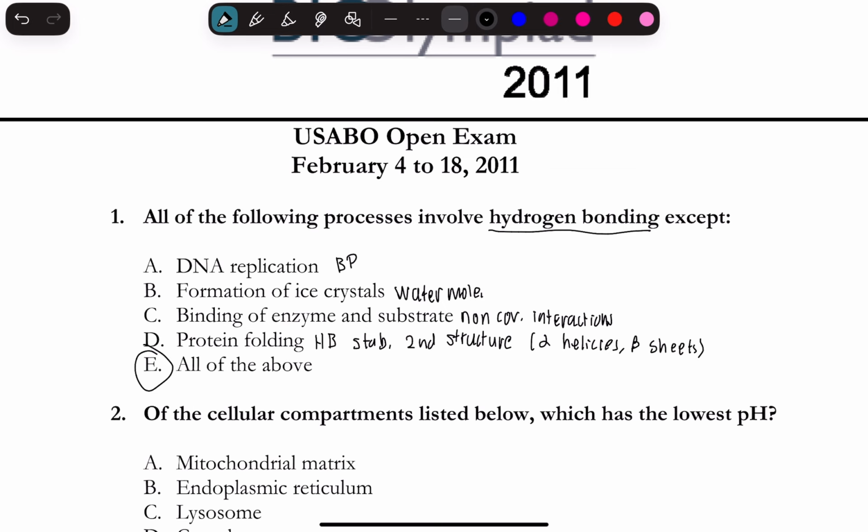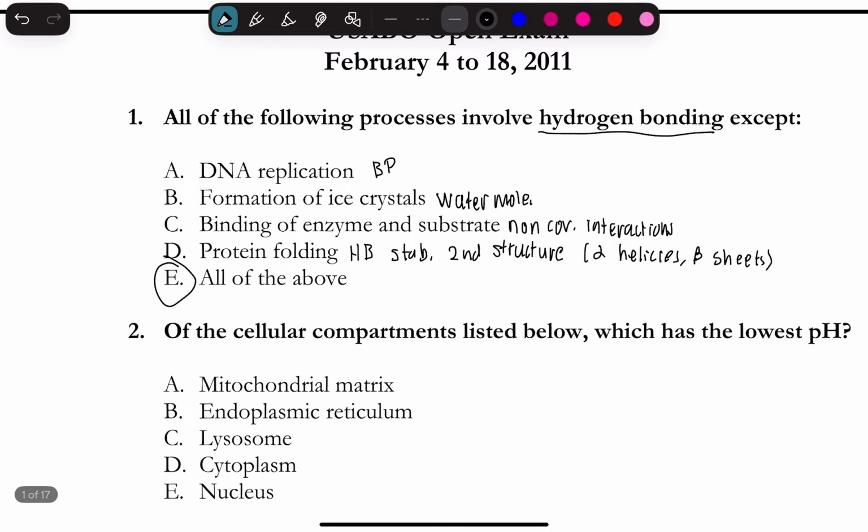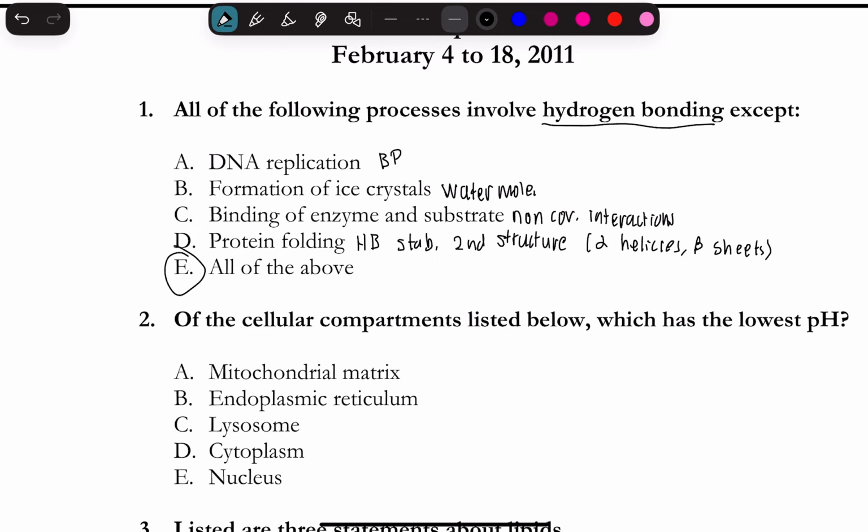A, DNA replication. Well, in DNA replication, you have hydrogen bonding between the complementary base pairs. And then formation of ice crystals. Well, ice crystals are made of water, and there are hydrogen bonds in water, so that uses hydrogen bonds. Next, binding of enzyme and substrate. Hydrogen bonds are common in the non-covalent interactions in enzyme and substrate binding. And then protein folding. Hydrogen bonds stabilize the secondary structure in the alpha helixes and the beta sheets. So all of them use hydrogen bonding, so the answer must be E.